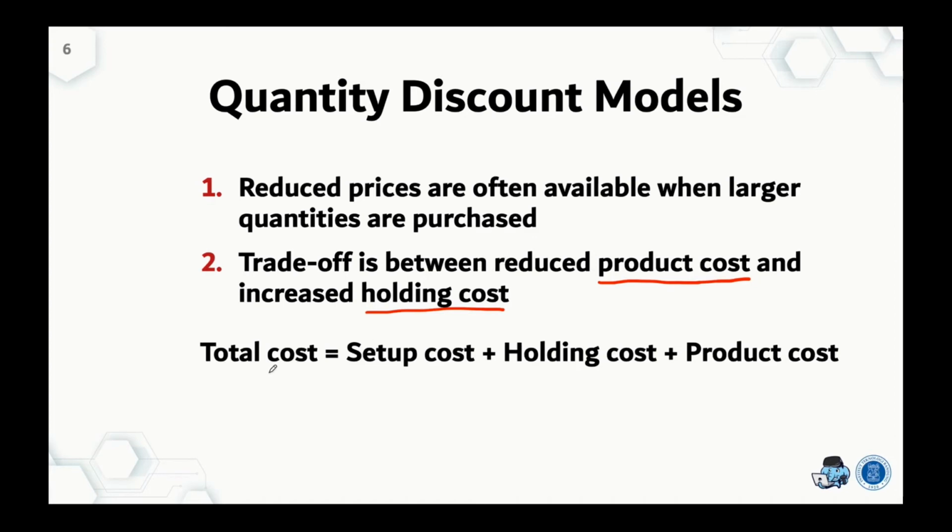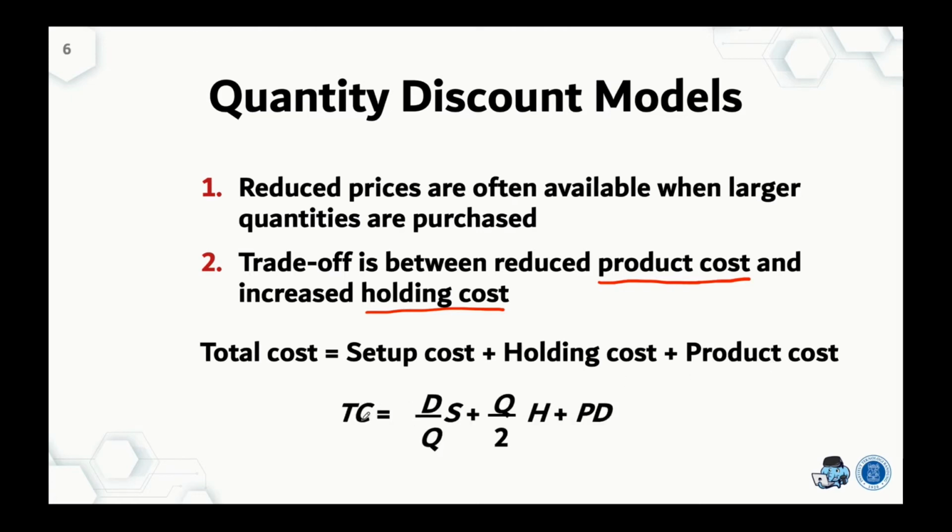In this case, we calculate the total cost as setup plus holding plus product cost. In the previous economic order quantity model, we only considered the total cost as setup plus holding. In this case, we add more, that is the purchasing cost of the product, or product cost.